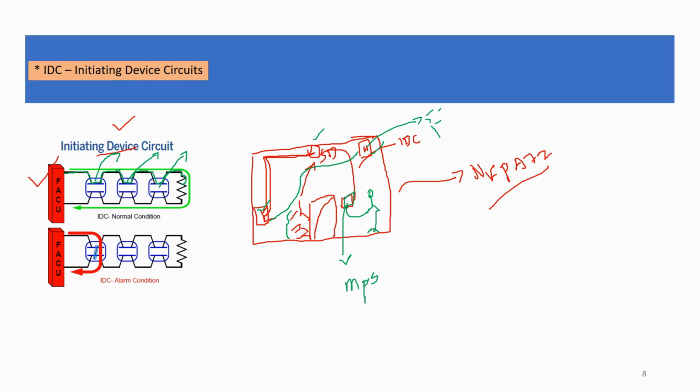The resistor will draw the current, and this is called the normal condition. If a fire occurs or there is any alarm condition, then this will short. As you can see here, this will short. For example, if this device shorts, the current will increase here. So the panel gets more current, which thereby activates the connected horn strobe.